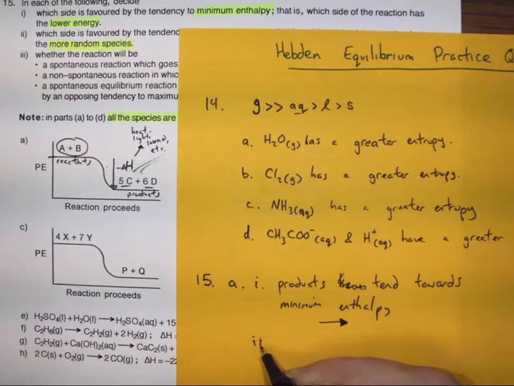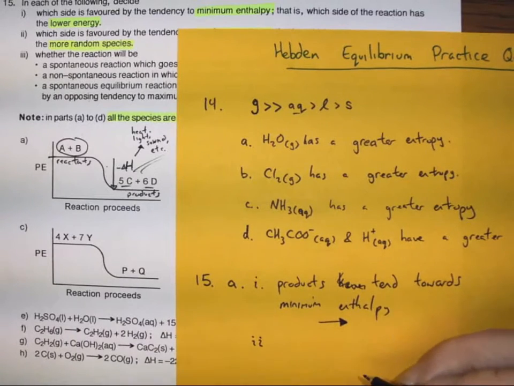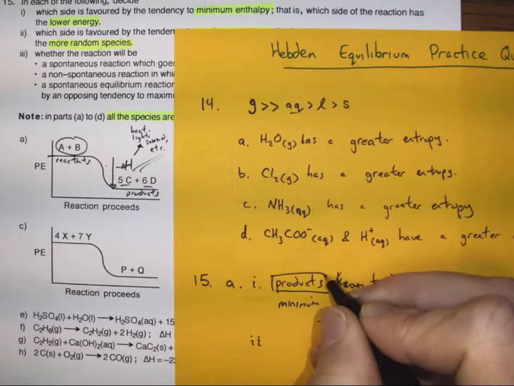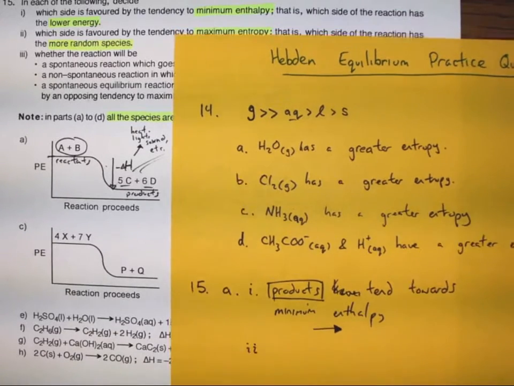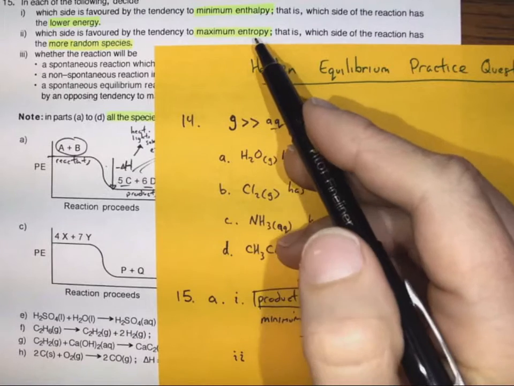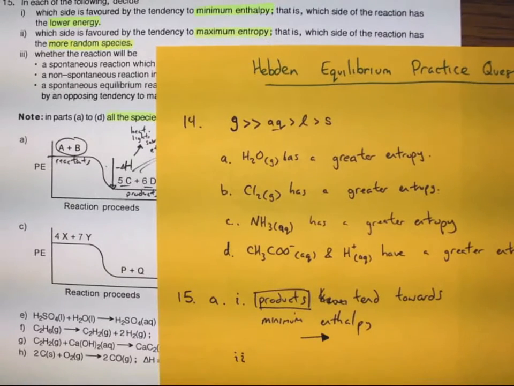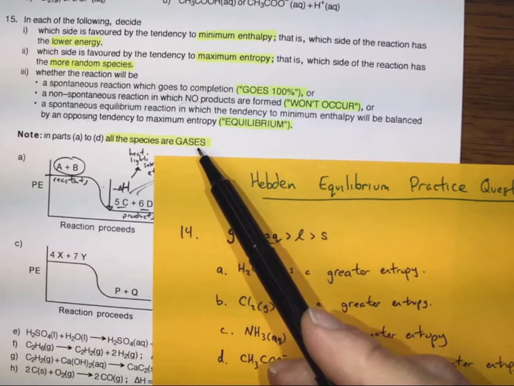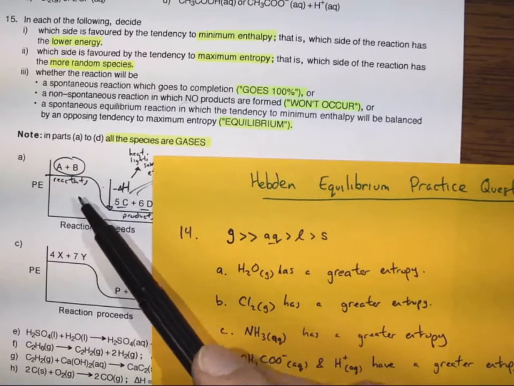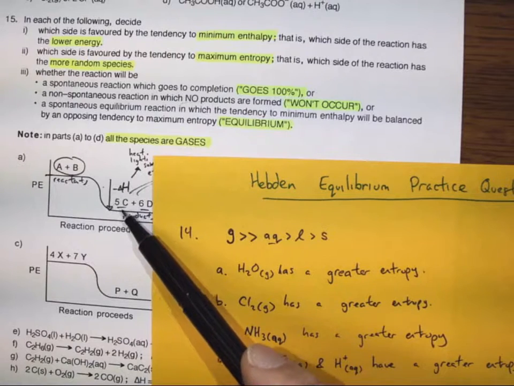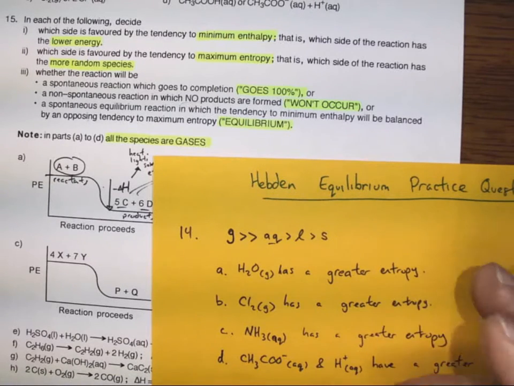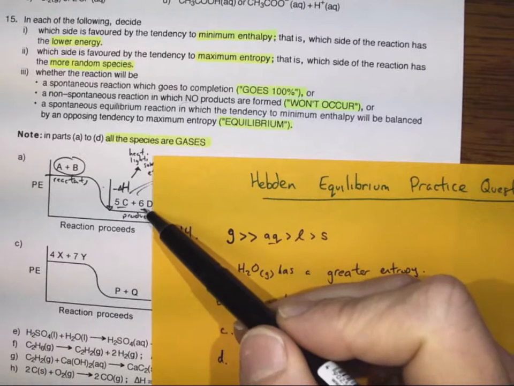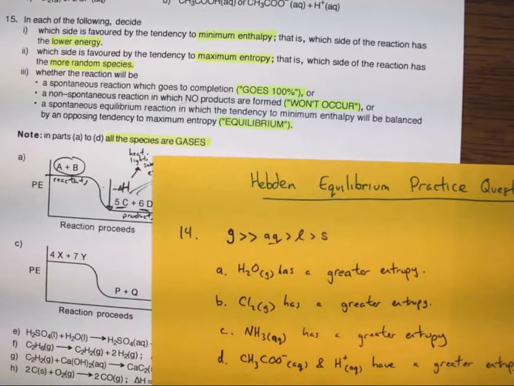Now we're going to look at our entropy argument. We're going to see if that agrees or it is in conflict with that direction. So it's the products. This is the key idea there. They tend towards the minimum enthalpy. So part 2 asks about the maximum entropy, which side of the reaction is more random in nature. And okay, so we've got one thing we would know is that all of the species are gases. So there's no phase argument to be made for the difference between A and B and these 5 C's and 6 D's. But we do know that this is more chaotic because there are more reactants.